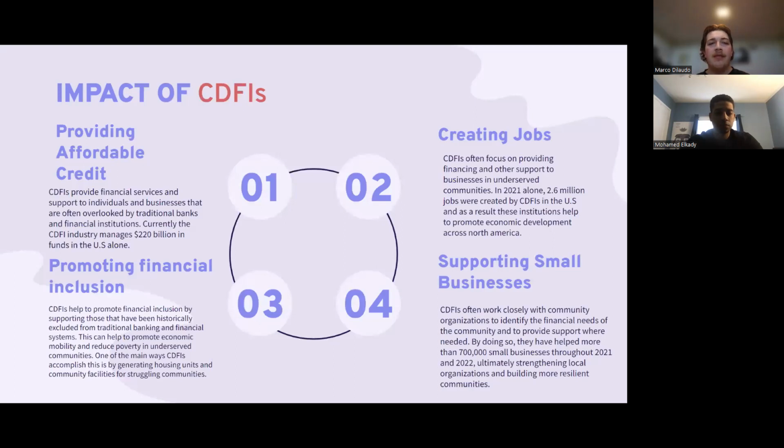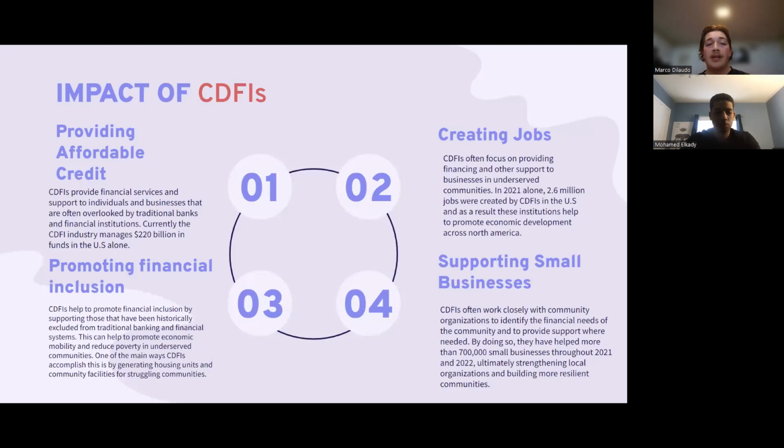To begin, CDFIs play a big part in promoting and providing affordable credit. CDFIs do this by providing financial services such as low interest rate loans to individuals and businesses that are often overlooked by traditional banks and financial institutions. Currently, the CDFI industry manages $220 billion in funds in the US alone and continues to help millions of people on a daily basis.